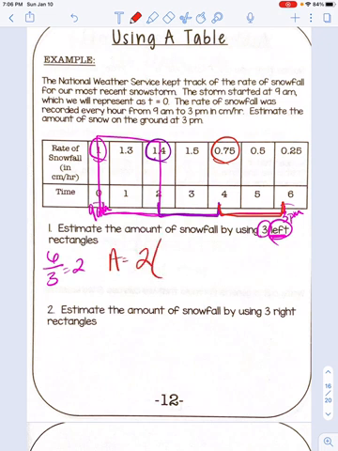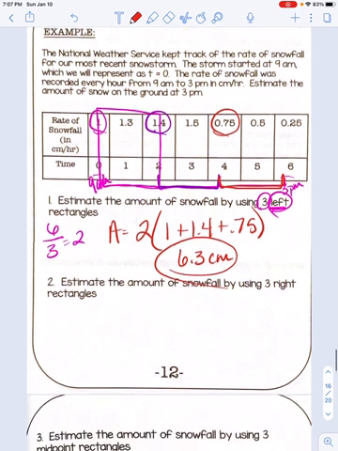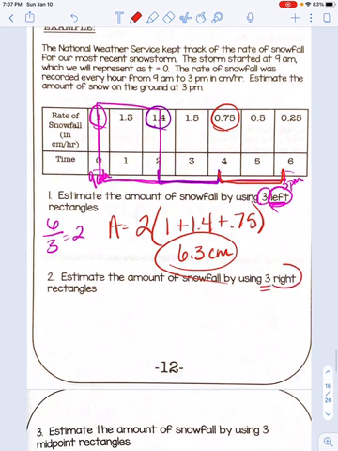So area equals width, which is 2 for all of them, and then I need my heights, 1, 1.4, and a 0.75. And when you type that in, you get 6.3 centimeters. Now remember, your answer is not a rate. Your answer is the amount of snow that has accumulated on the ground by 3 o'clock. And so that snow is going to be 6.3 centimeters, or that's what we're estimating it to be. Again, the area under the curve is the total amount that has accumulated.